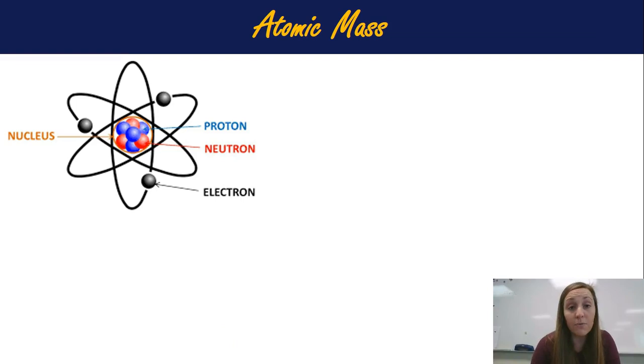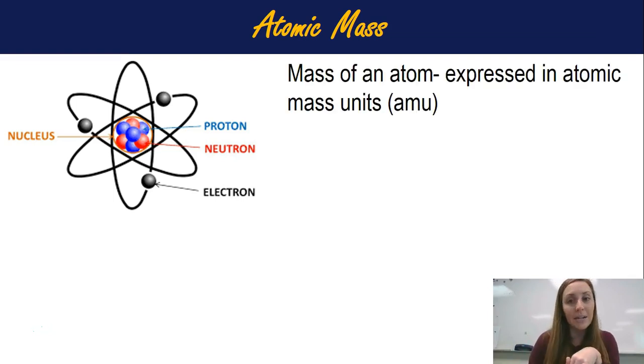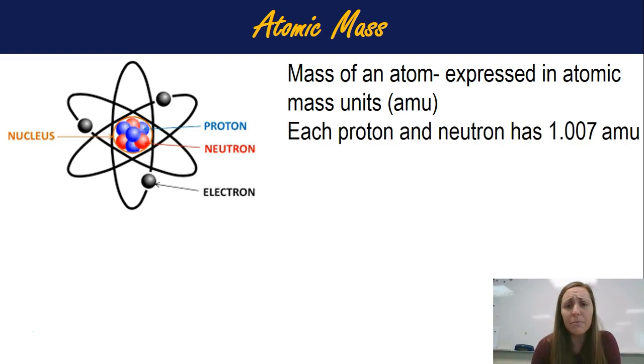Very similar, so don't confuse these, is the atomic mass. Before, we said the mass number says how many; the atomic mass is the actual mass. So the mass of an atom, and this is expressed in atomic mass units, or AMUs. You don't talk about the kilogram or the gram because atoms are so incredibly small that even if you put a prefix in front of it, it just becomes kind of obnoxious to talk about grams when you're talking at the nanoscale. Each proton and neutron has about 1.007 atomic mass units. So that's pretty close to 1.